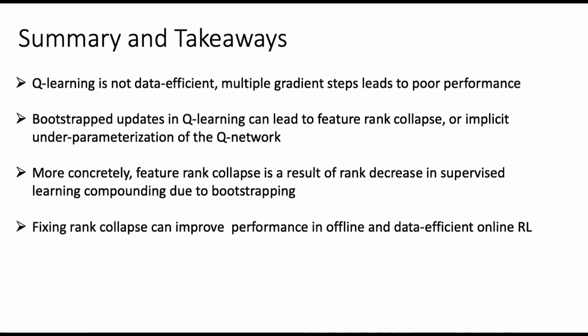Okay, to summarize, in this paper we talked about how Q-learning algorithms are not data efficient, and taking multiple gradient update steps per unit amount of experience can lead to poor performance. We talked about how bootstrapped updates in a Q-learning scenario can lead to feature rank collapse, which we called implicit under-parameterization of the Q network. And more concretely, this feature rank collapse is a result of the rank decrease effect that happens in supervised learning, compounding over time due to bootstrapped objectives. And fixing rank collapse can improve the performance in both offline RL settings as well as in data-efficient online RL settings, which makes it an interesting avenue to explore more.